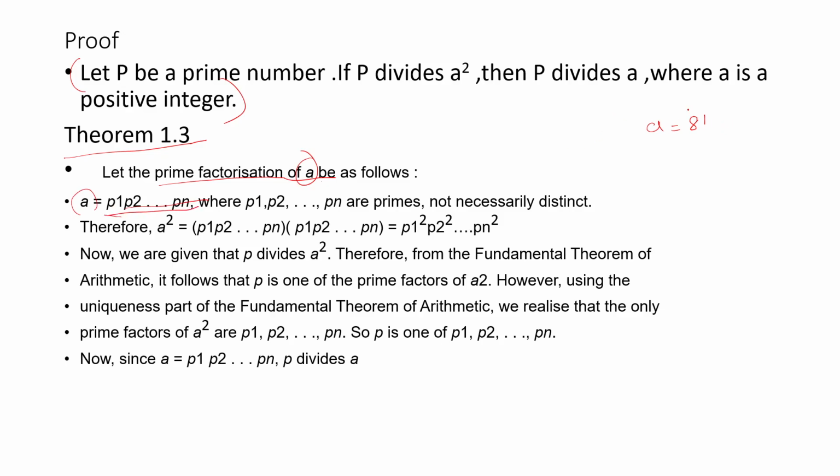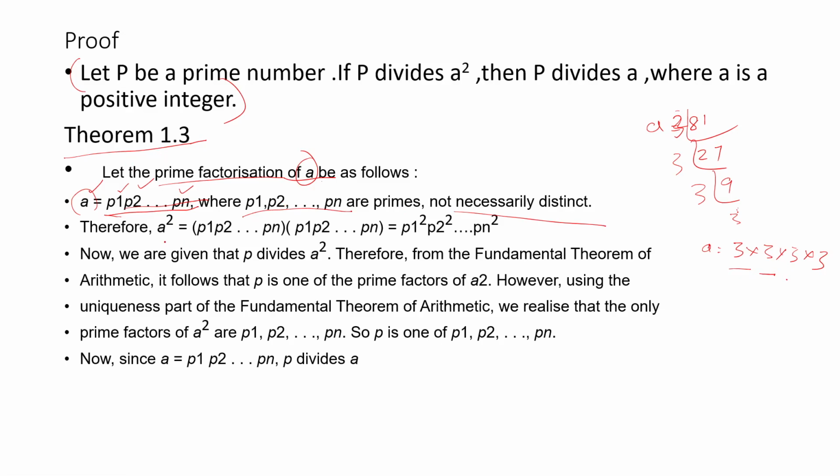Like if you are taking 81, you will have 27, 3, 9, 3, 3, right? So A is equal to, you will write as 3 into 3 into 3 into 3. Likewise here we have taken an A, and instead of 3, because we don't know the factors, we are taking general factors P1 to Pn. So this should be a prime number. Now whenever we factorize, we will get only prime numbers, and not necessarily distinct. The numbers can be the same, but they will be prime numbers. So those things we have done here.